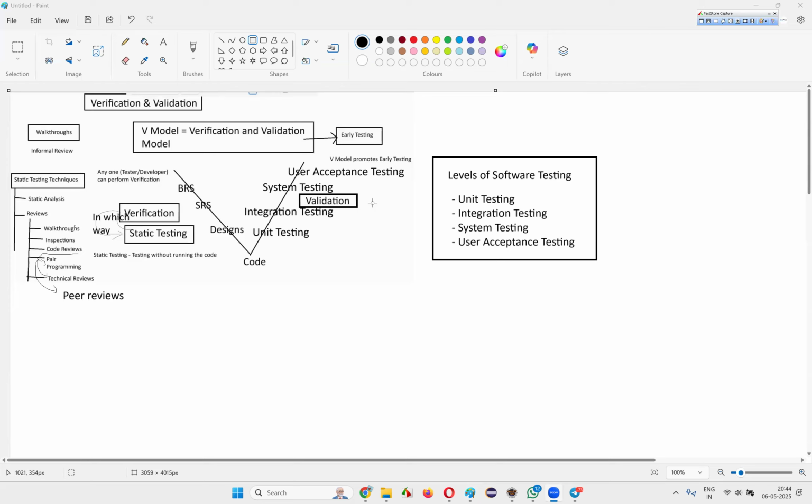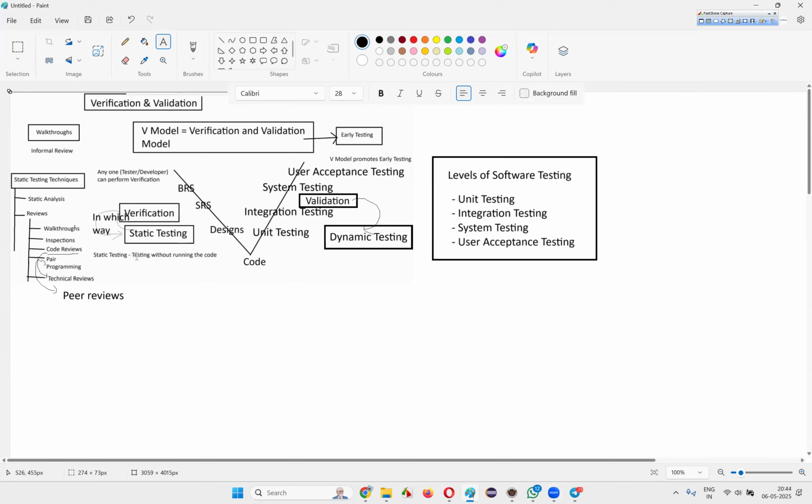So validation testing will be done in which type of way? Verification testing is done in a static testing way, right? So similarly, validation testing will be done in which testing way? Is it the static testing way? No, right? Whatever you answered in the chat box is 100% right. It is the dynamic testing way.